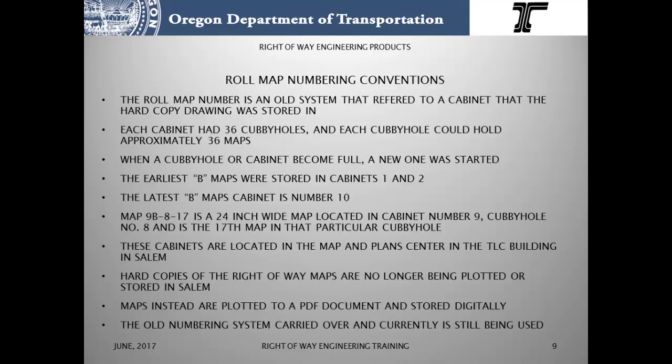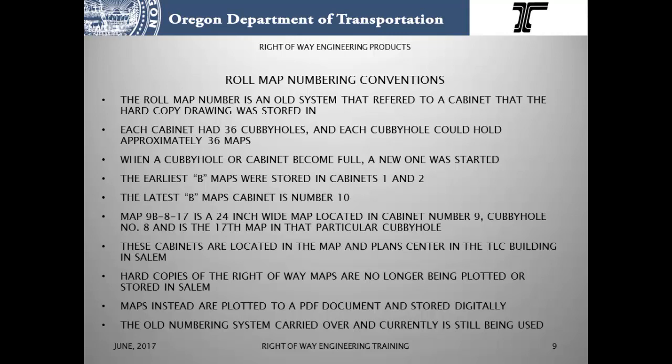Now, the roll map numbering convention. The roll map number is an old system that referred to a cabinet that the hard copy drawing was stored in. Each cabinet had 36 cubby holes. Each cubby hole could hold approximately 36 maps. When a cubby hole or cabinet became full, a new one was started. So the earliest B maps were stored in cabinets 1 and 2. Latest B map cabinet is 10.